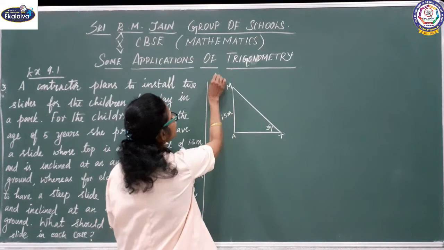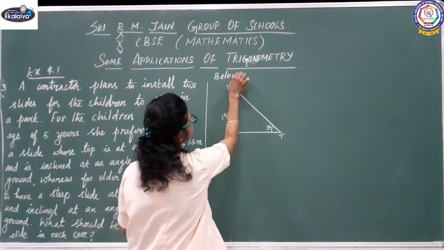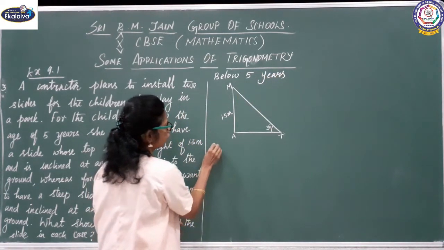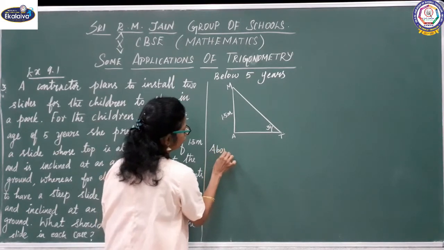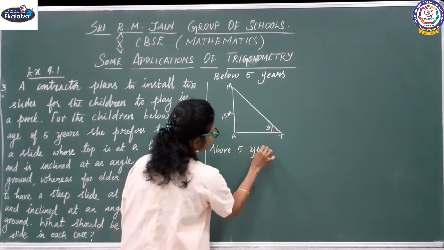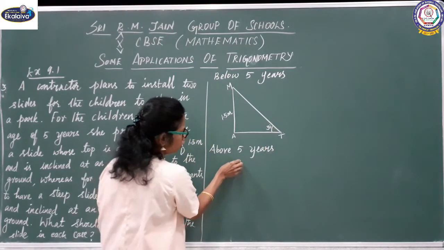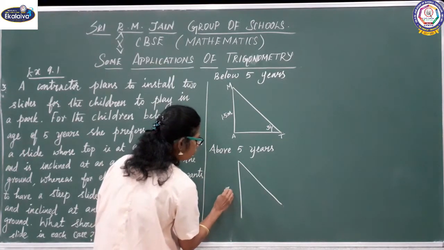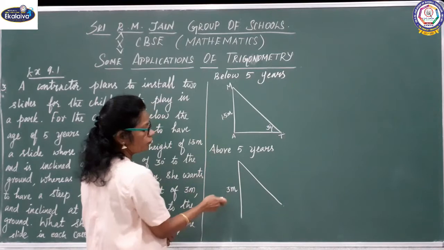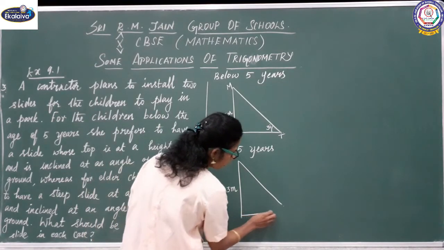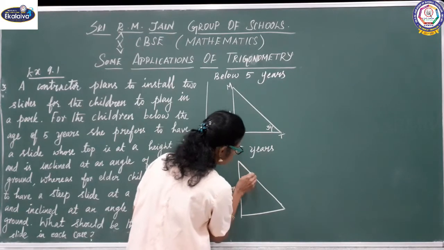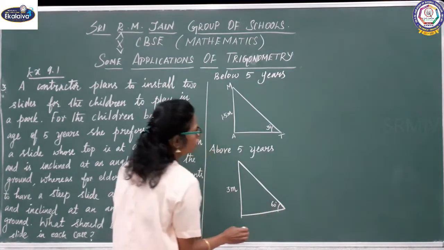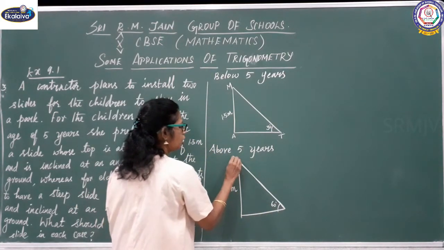This slide is below 5 years. It is above 5 years. Above 5 years, he decided it should be steep. The height should be little bit lengthy, that is 3 meter, double of this. Here 1.5, here 3 meter. It makes an angle 60 degree. Right?